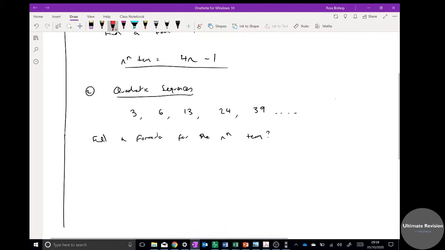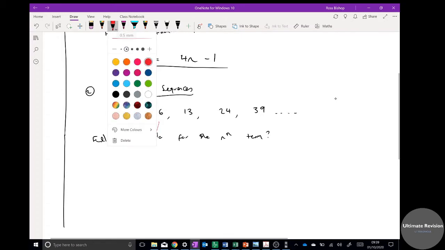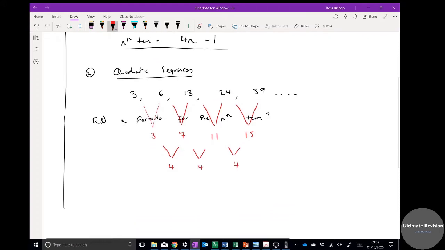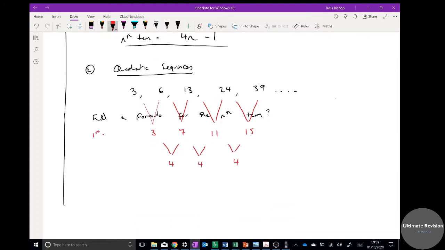Now you do the same thing again. So you work out the difference: 3, the difference of the next one is 7, the difference of the next one is 11. It's not a common difference this time, but it is if you do the second difference. Second difference common is 4, 4, 4. The differences between them: first differences, second differences. Now they are common, so that means it's a quadratic sequence.